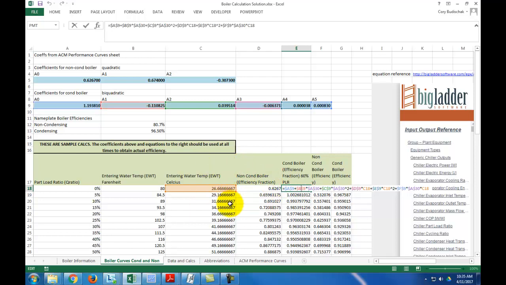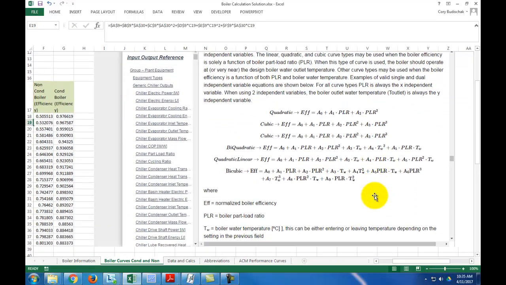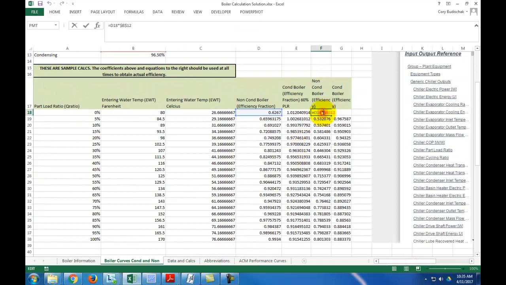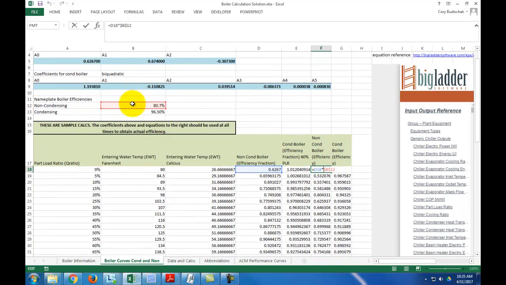And that gives us what's going on. So that's the idea here, is that you can use these equations to help you out. Now, we want to be careful because this is a normalized boiler efficiency. So what you need to do is take that to get the actual efficiency. You need to take that and multiply by the nameplate efficiency. So that's what I do in these columns.